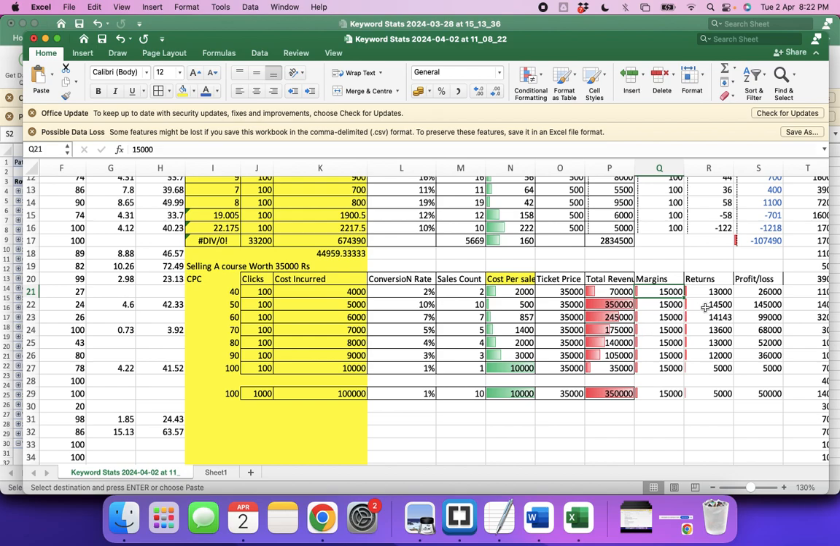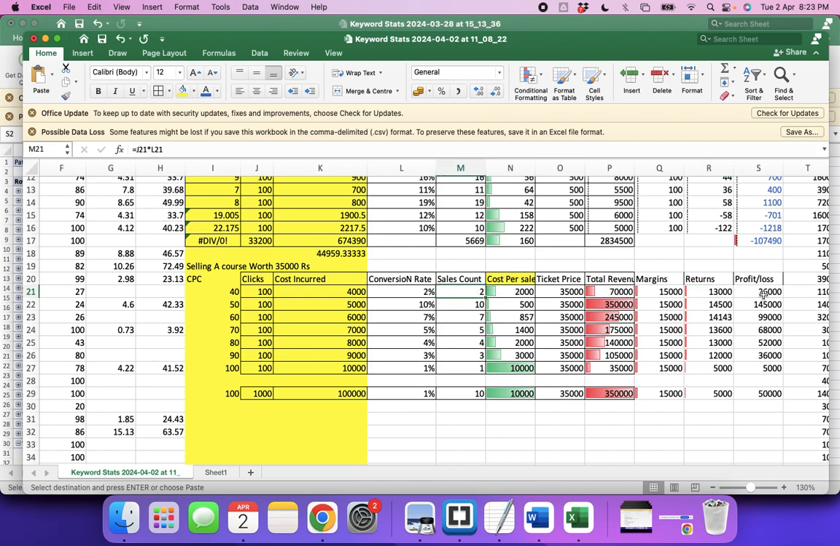Now, cost incurred is 4,000 to get 2 sales. See, the margin you are making from each sale is 15,000, correct? A trainer who is giving it to you at 20,000 rupees, you are selling it at 35,000 rupees. Correct, guys? So if you are selling a 20,000 rupees worth course at 35,000, you will be making a margin of 15,000. And now the cost incurred per sale is 2,000 rupees. 15,000 minus 2,000 is 13,000 rupees. Correct?